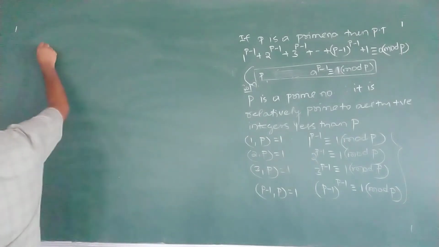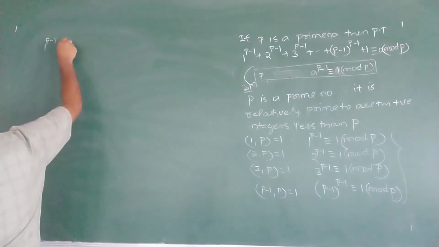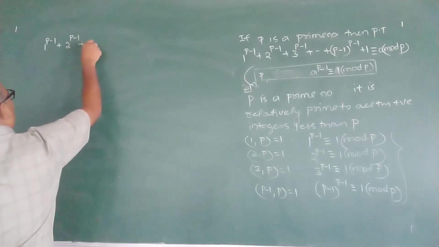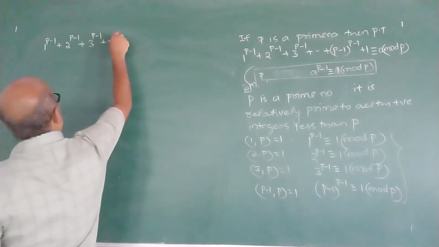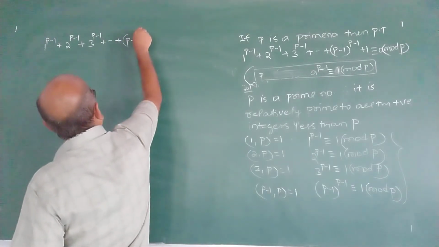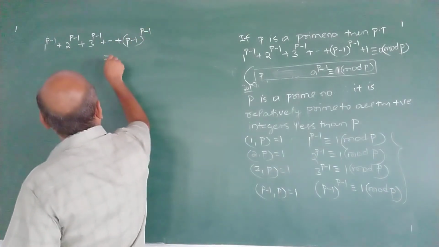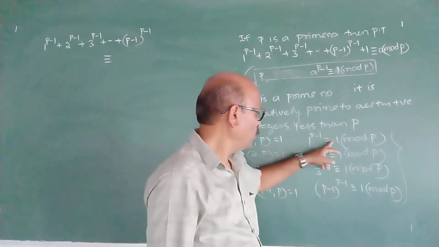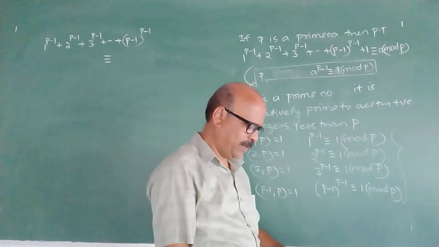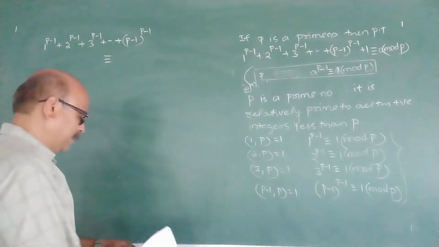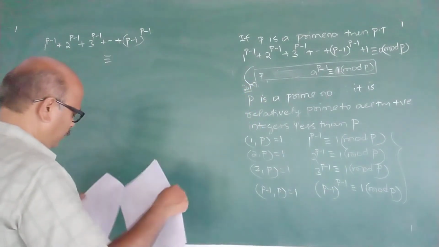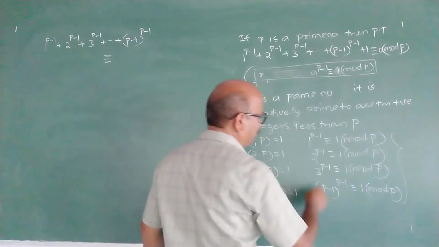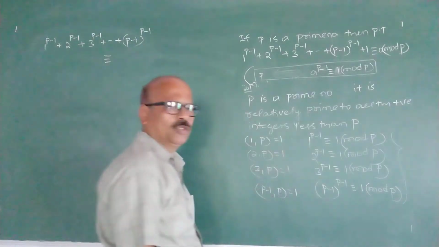Therefore, adding, we get 1 raised to p minus 1, 2 raised to p minus 1, 3 raised to p minus 1, plus etc., (p minus 1) raised to p minus 1 is congruent to how many 1s are there? 1, 2, 3, etc., p minus 1. Correct? If we add, what is the property used there?